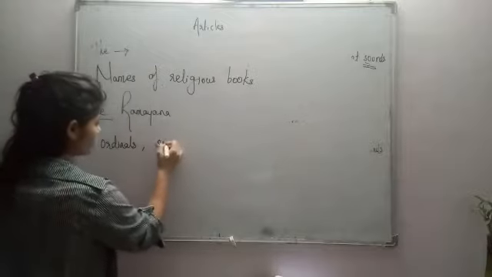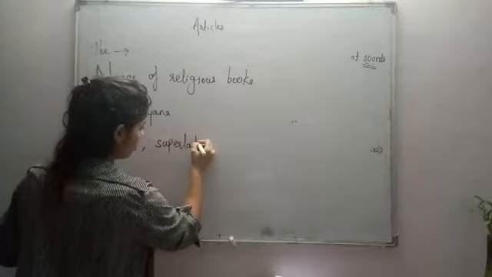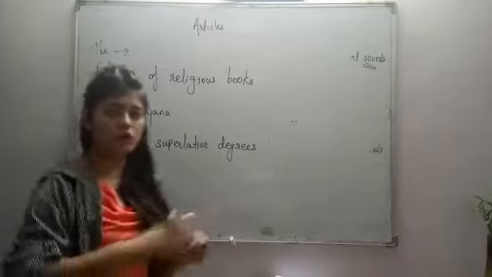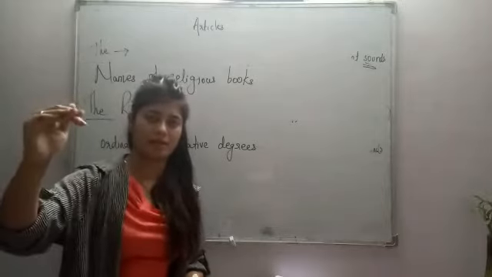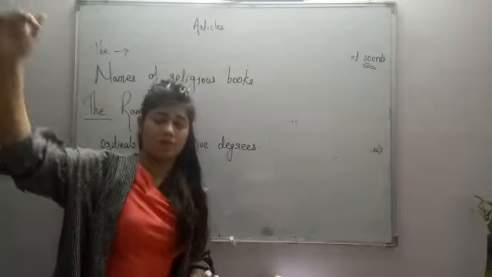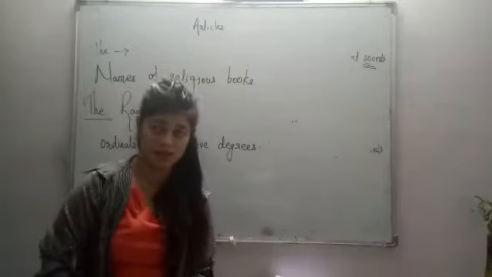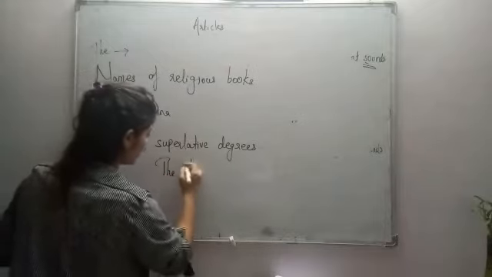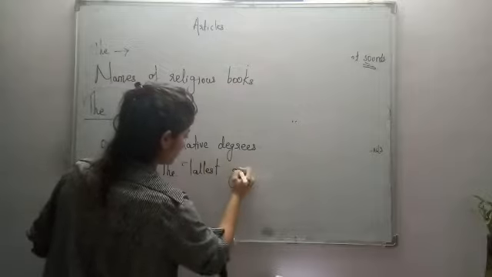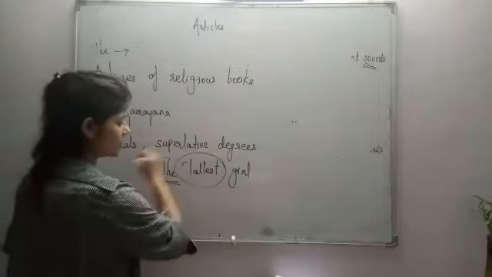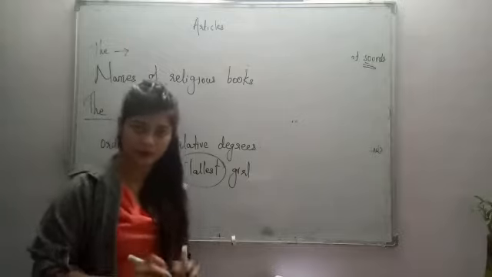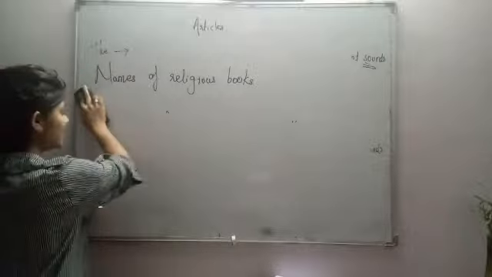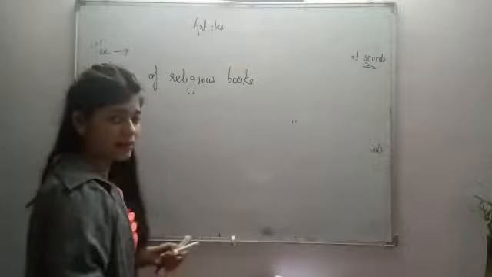Article the can also be used whenever we talk about superlative degree of adjectives. Superlative degree, let me first introduce you. Tall is positive, taller is comparative, and tallest is superlative. So she is the tallest girl in the class. I said the tallest girl. Without using the, I cannot use the superlative degree of adjectives. Clear?